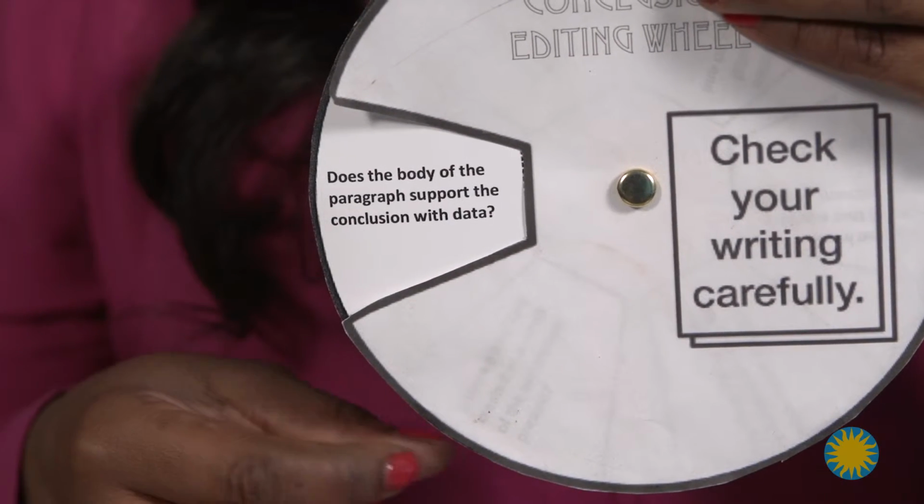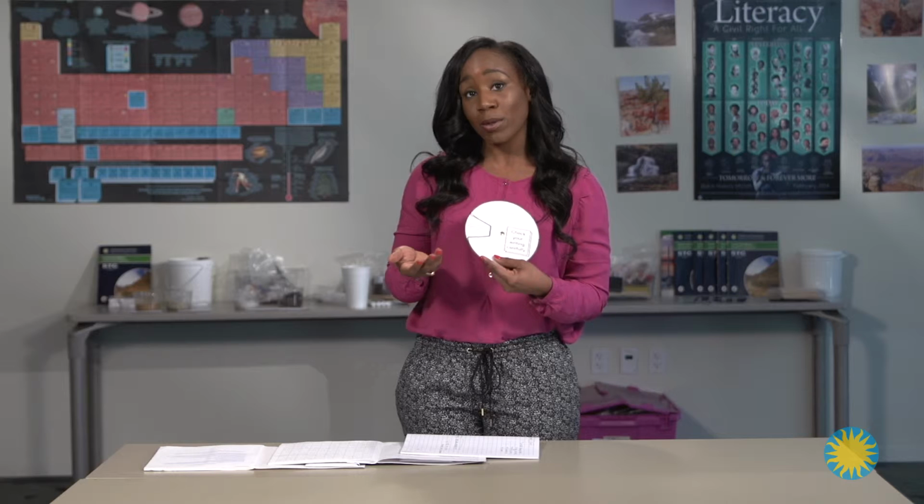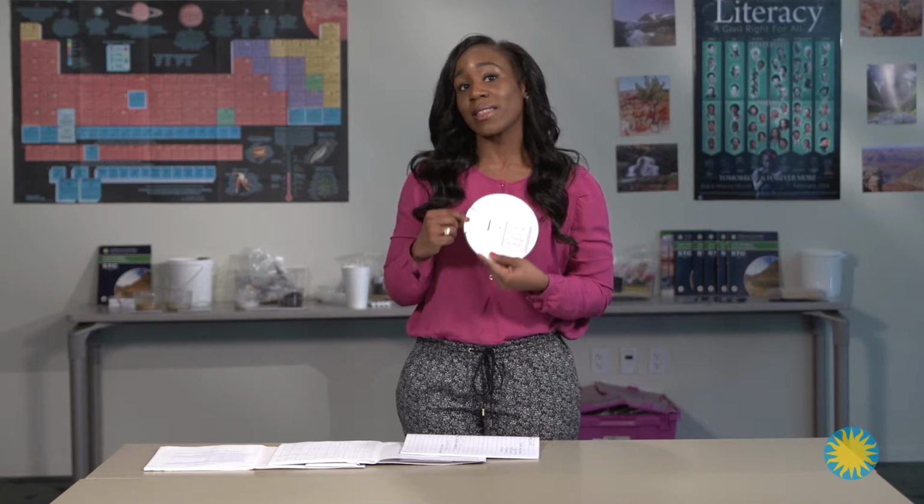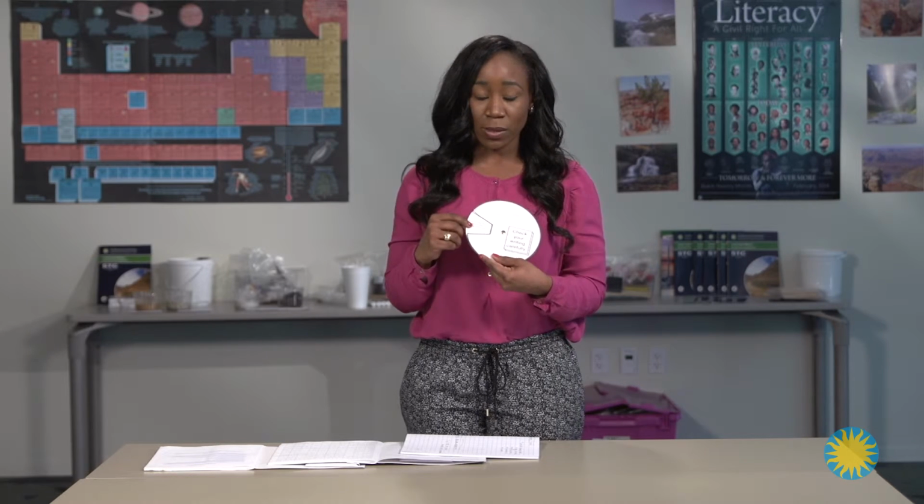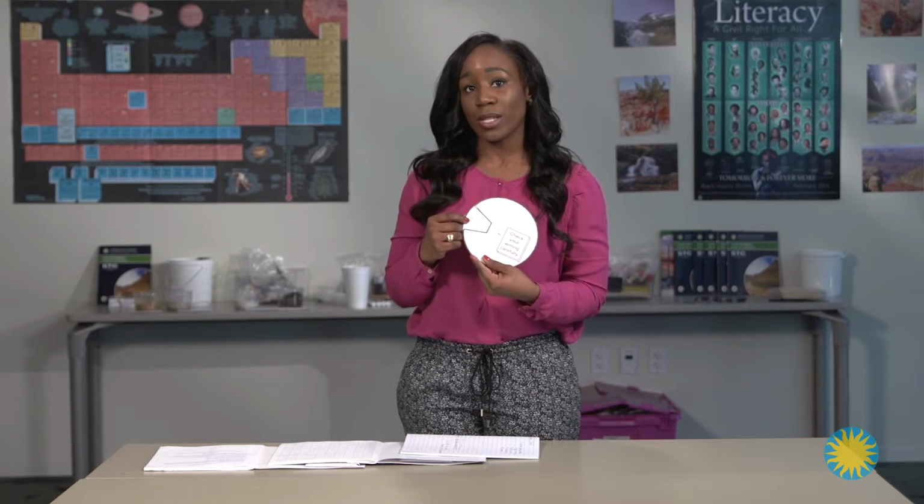How did the student write the conclusion? Does the conclusion support the data? And that's very important for my 8th grade students. I use this wheel with both 6th grade and 8th grade, but specifically this question corresponds with my 8th grade students. Does the data support the conclusion that they've drawn?